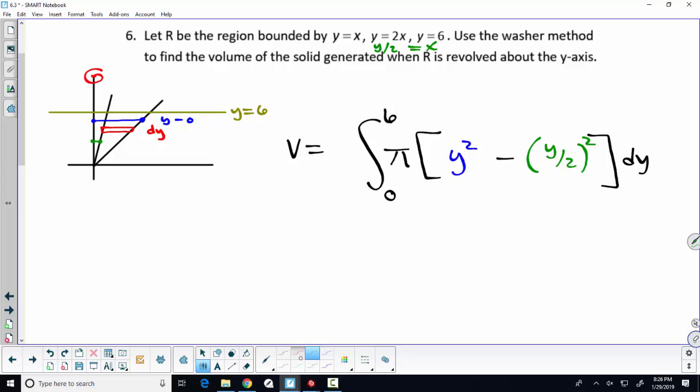These rectangles that are filling this region up go from here all the way to here, which is y equals 6. So our bounds should be from 0 to 6. Are there any questions on that setup?